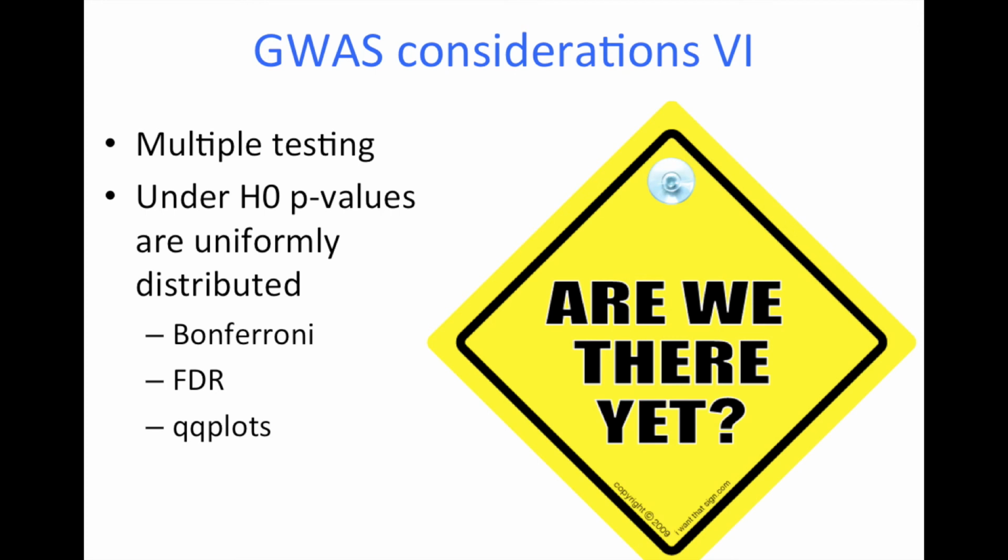And there are things like Bonferroni or false discovery rate that can help you make a decision. And we're also going to look at QQ plots in the GWAS videos, to diagnose to what extent this is relevant, where you can observe it, and what you can do about it.